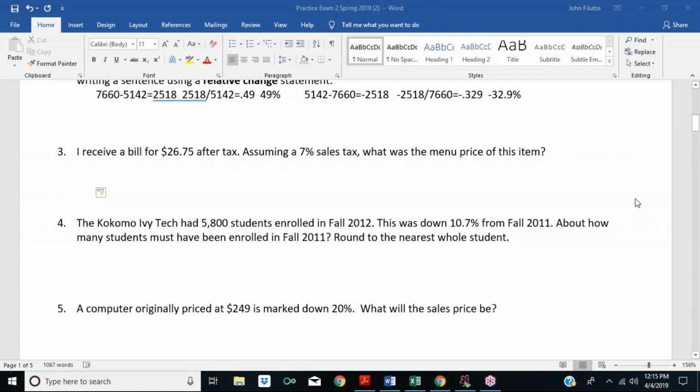All right, so I see a few of you are done. So what did you come up with for an original price? All right, so Megan got $25 and Caitlin got $25. Make sure you put decimal places when you're dealing with dollars and cents.